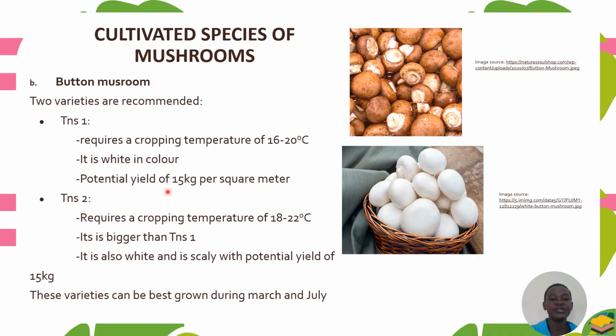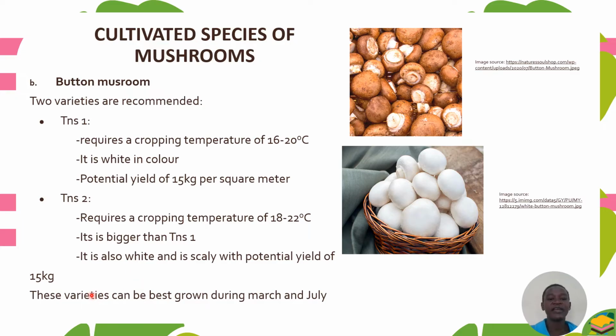And the potential yield is about 15 kg per square meter. So every square meter you can harvest up to 15 kgs. Then we have TNS2. This requires a cropping temperature of 18 to 22 degrees Celsius, and it is somewhat bigger than TNS1. It is also white, and its potential yield is also about 15 kgs per square meter.